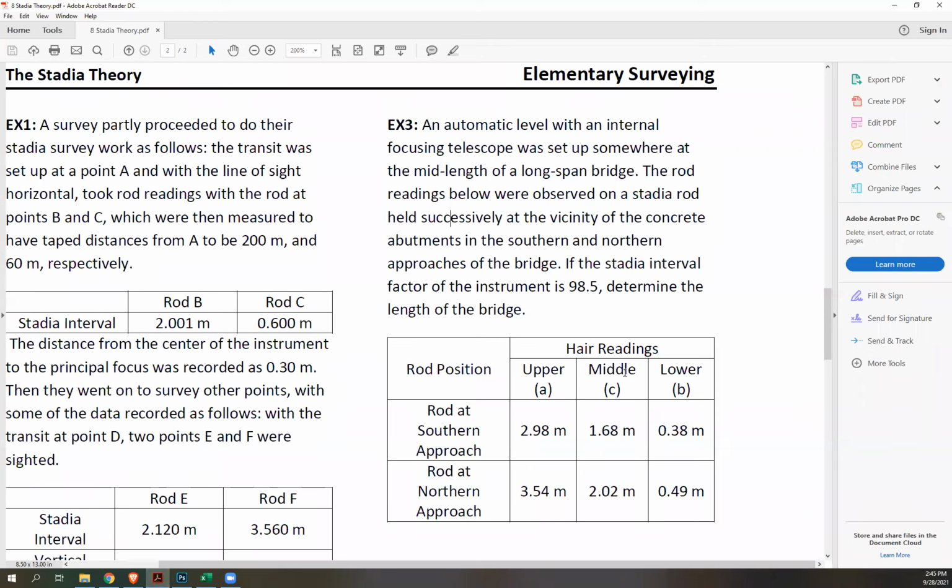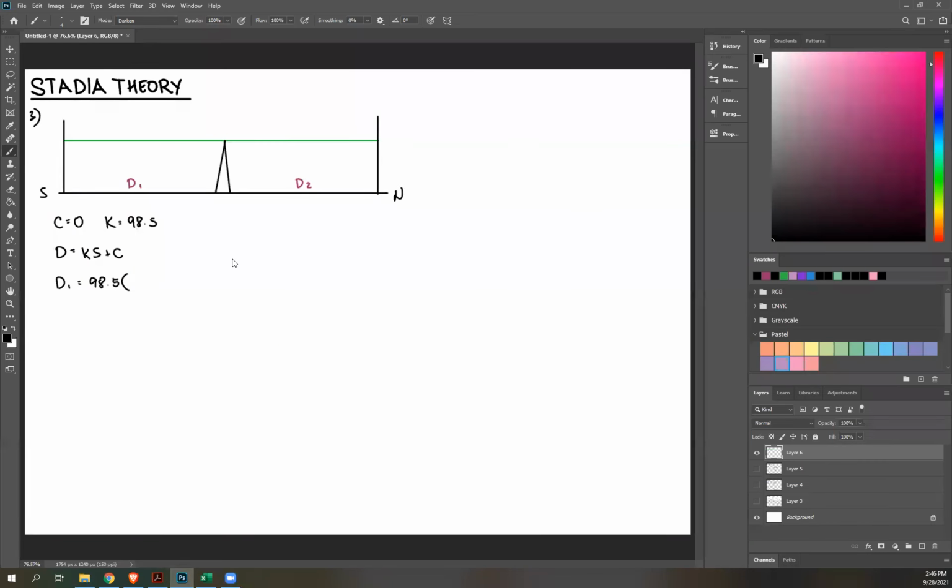Okay, so we're given these readings. On the south side, it's these, upper, middle, lower. On the north side, it's these. Now remember, for Stadia reading, the only thing that we need is upper and lower. So I can just ignore this middle part. Okay, so Stadia reading for rod at southern approach is 2.98 minus 0.38. So let's call that ds for distance from the south side. Please compute what's the answer.